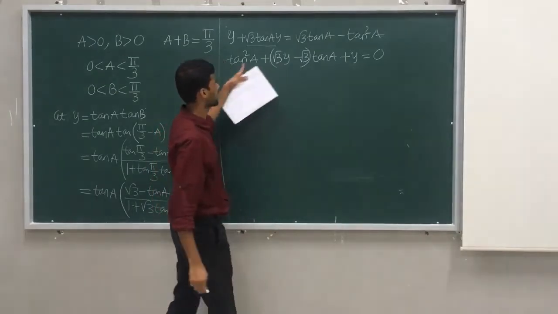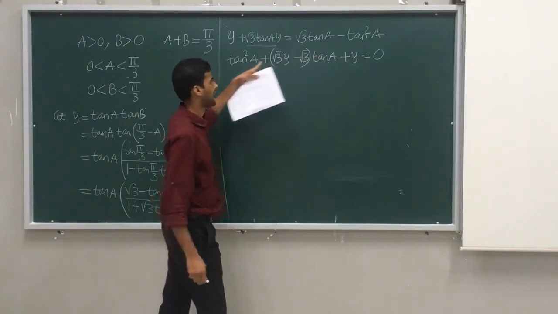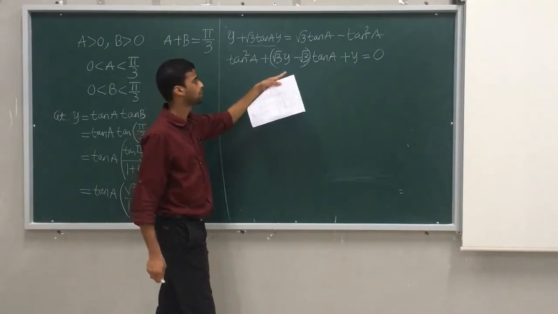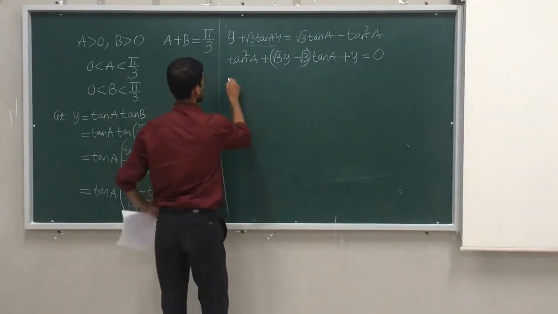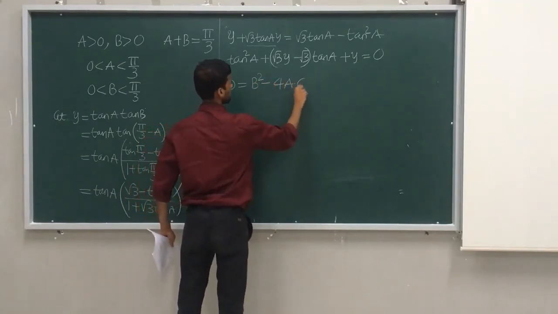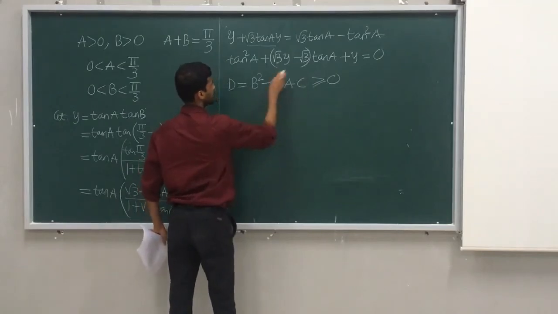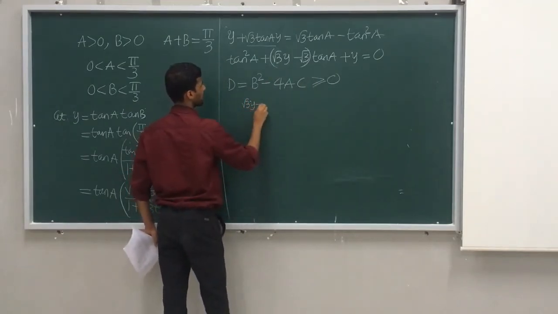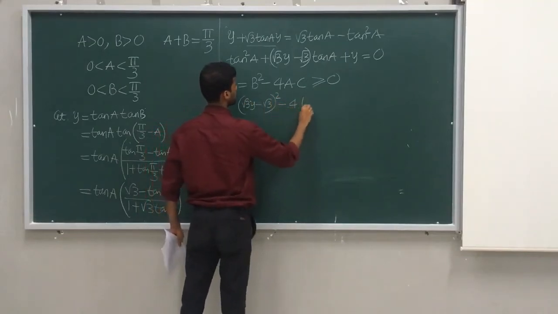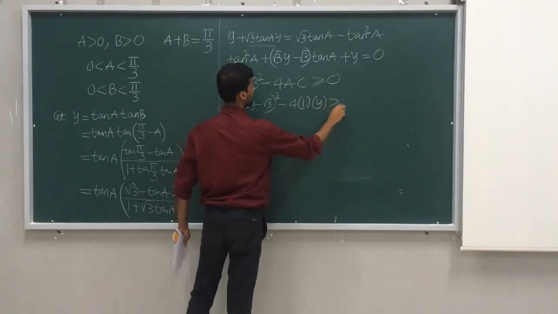So it looks like a quadratic equation. It looks like a quadratic equation, which means as tan A is real, the discriminant is non-negative. So what is the discriminant? It is b square minus 4ac, which is greater than or equal to 0. What is b? This is b. So it is root 3 y minus root 3, whole square, minus 4 into a, that is 1, c is 1, greater than or equal to 0.